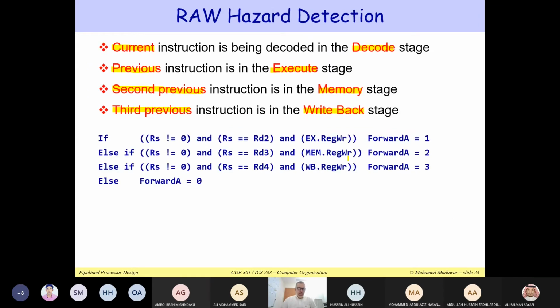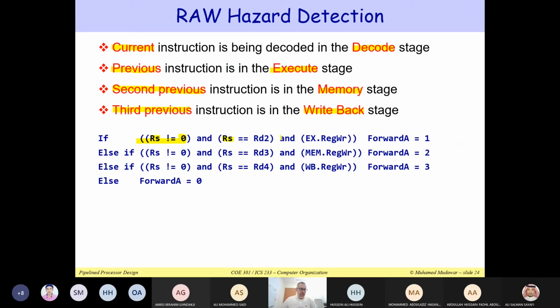So we can write an if statement that describes the logic that needs to be implemented. First we have the source register RS. In the case of forward A, we check RS. We have to check that RS is different from register 0, because if it is equal to R0, then there is nothing that needs to be forwarded, because R0 is always hardwired to 0. So for this reason we check that RS is different from 0.